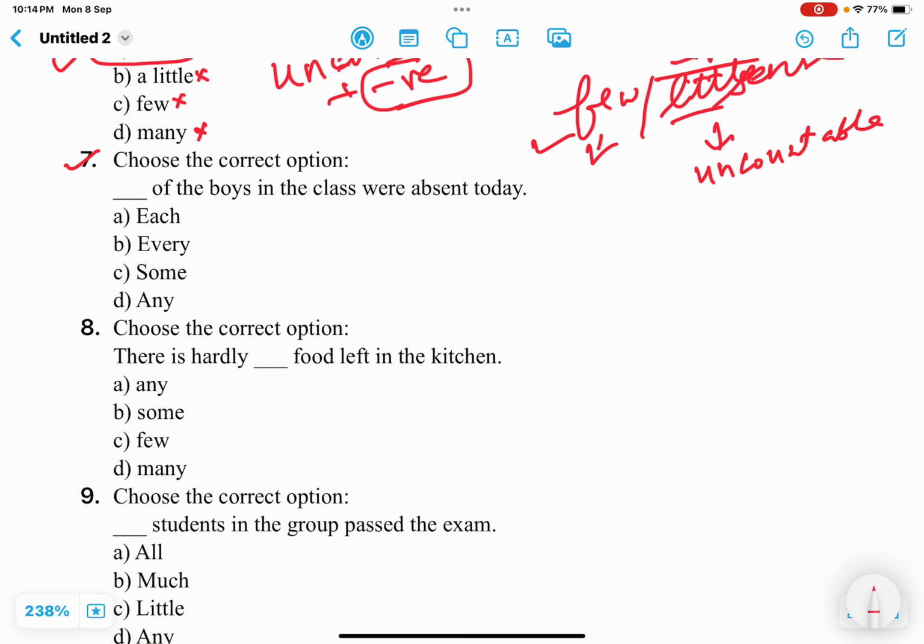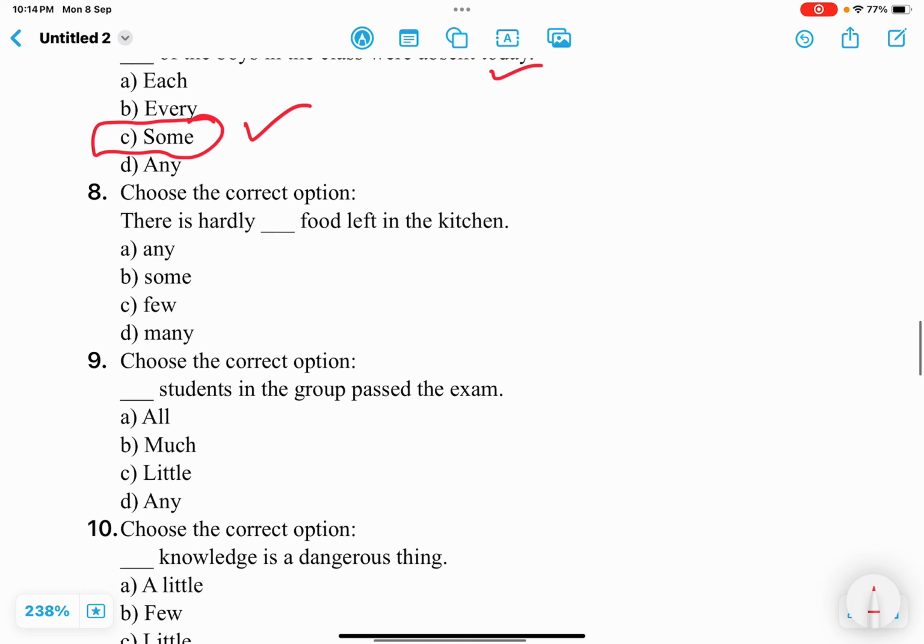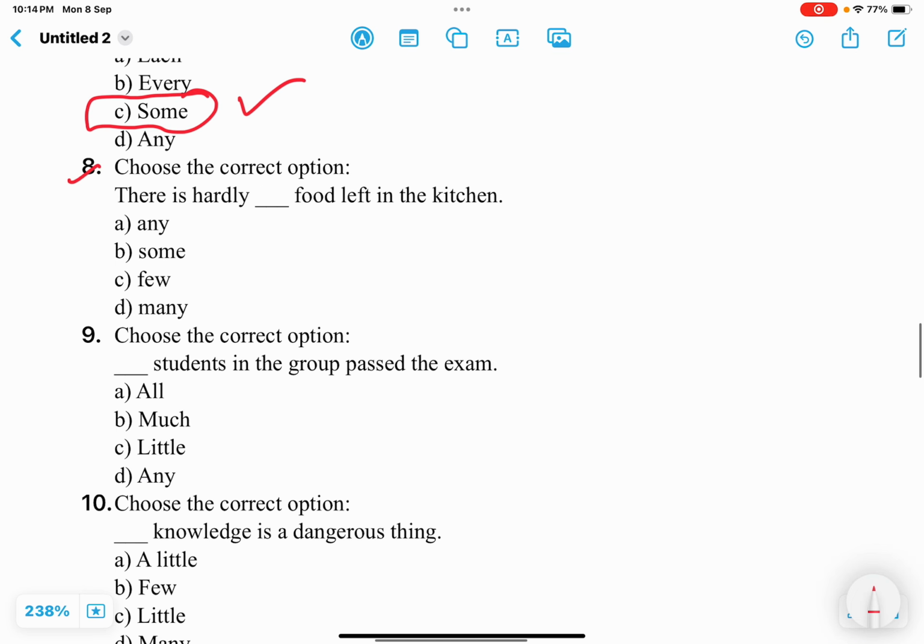So each of the boys, no, because here it is talking about a large group. Every of the boys is not that appropriate. Some of the boys in the class were absent today, or any of the boys. So here the most appropriate answer is some. Some of the boys in the class were absent today. Next one is, choose the correct option. There is hardly dash food left in the kitchen.